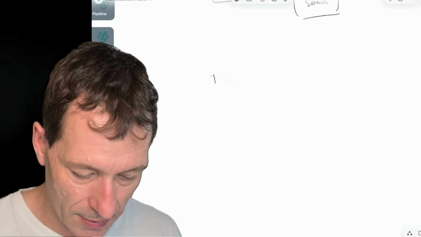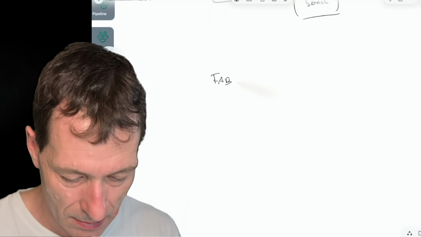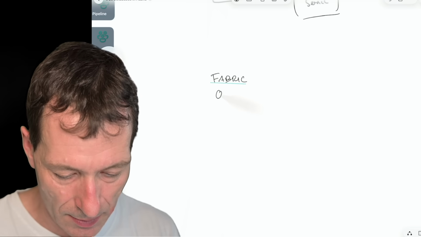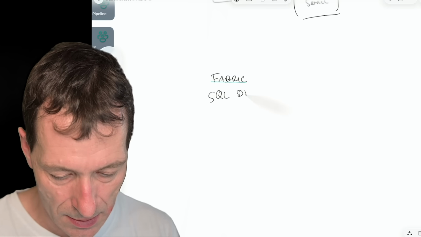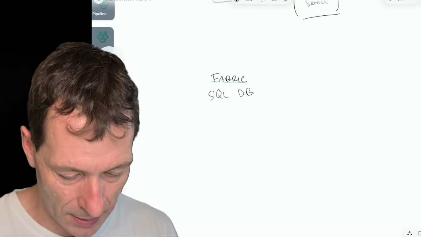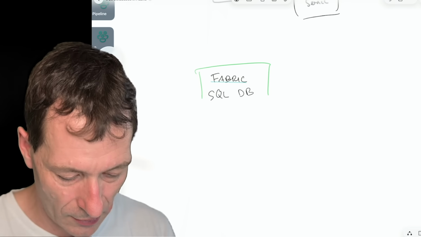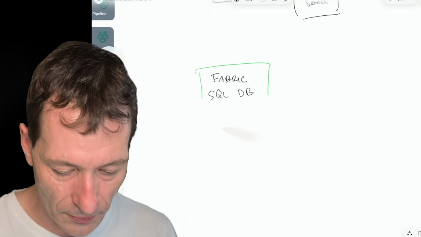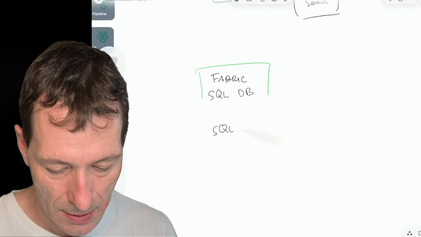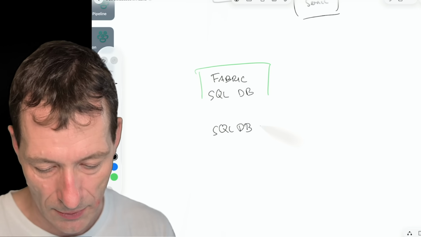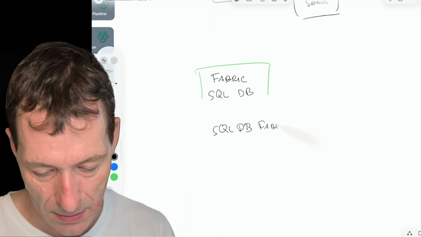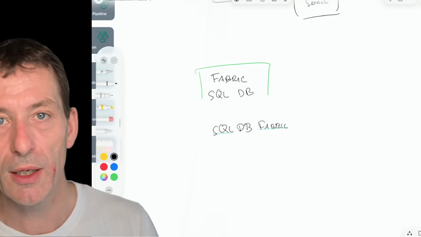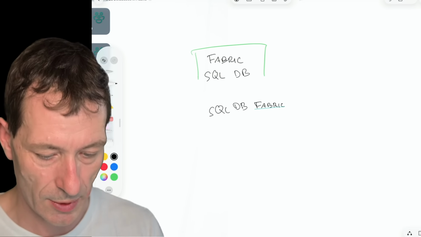So let's start with a Fabric SQL. So that's the Fabric part. Let's make it with a green head, so you know that's Fabric. So first you start off with having a SQL DB in Fabric. I will show you later how that works, but honestly it's quite simple.